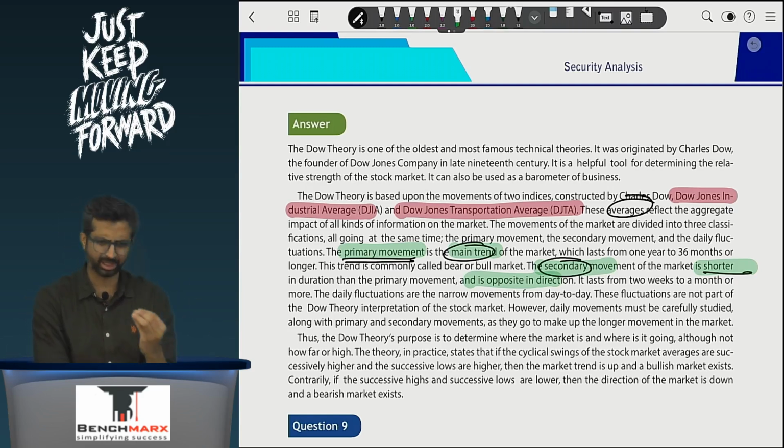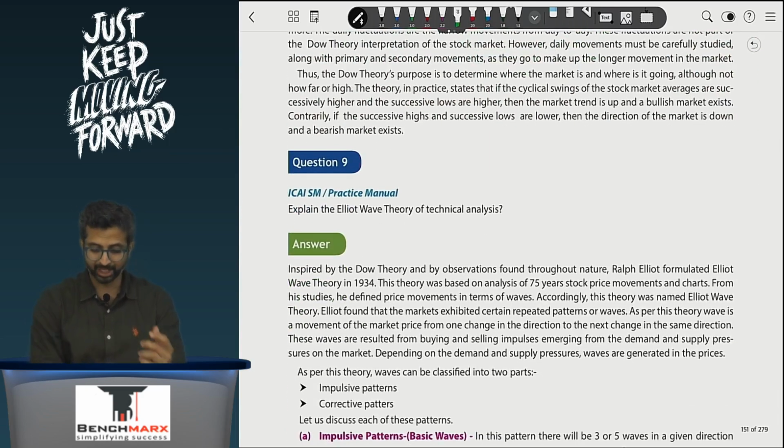Dow Jones Industrial Average as well as Transportation Average, figuring out the primary movement, which is a long term movement, and then the secondary movement, which is a shorter term movement, but it is opposite of the primary movement. And you will try to figure out your market structure looking at that. That is what the Dow Jones theory tries to say. Then a more refinement of this would be something called the Elliott wave theory.